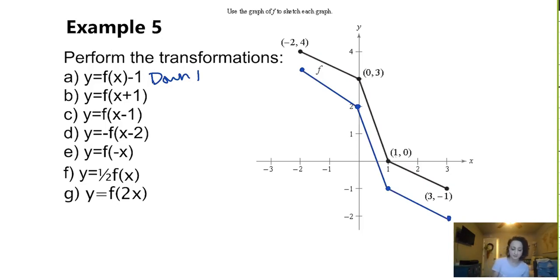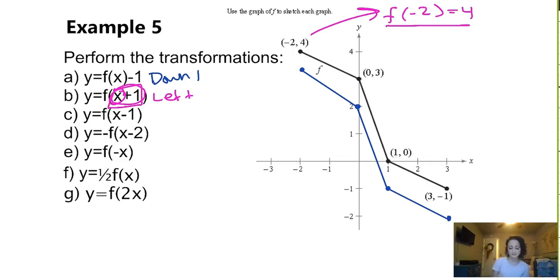Okay, what about B? Which way do we shift here? This is going to be left 1. Again, inside's opposite, so think about setting this equal to 0, and to get x by itself, I would need to subtract 1, okay? So before I had the point f of -2 equals 4, right? So now, to get back to that 4, what I would plug in for x here would actually be -3, because I would want this whole piece to be -2 in order to get this statement again, right? So we're going to shift left 1.